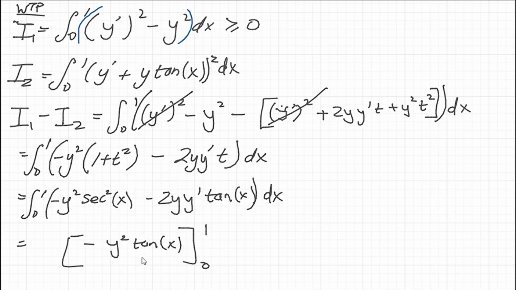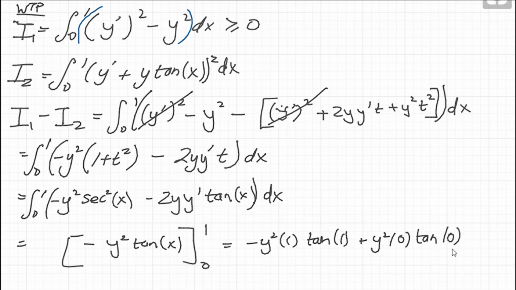So this is exactly the antiderivative, and again it's between 0 and 1, so if I plug in 1, I get minus y squared of 1 tan of 1, and then if I plug in 0, I'm going to get minus minus, so plus y squared of 0 times tan of 0. Tan of 0 is 0, so that term vanishes. And remember, in the problem we insisted that y evaluated at 1 was 0, so this term here also vanishes. So we get that this equals 0, which is really, really nice.